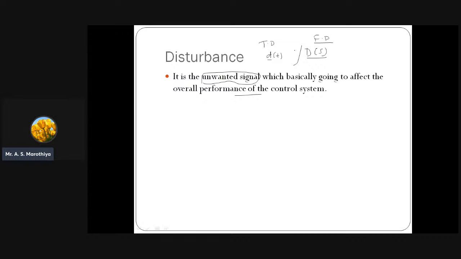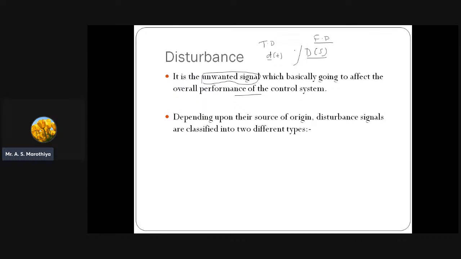So what is a disturbance or disturbed signal? They are nothing but a kind of unwanted signal which is going to affect the performance of a control system. Now, depending upon where these sources are generated in the system, based on that we have the flexibility to classify disturbed signals into two main domains. The first one is called internal disturbances and the second one is called external disturbances. Now, what is the meaning of internal disturbances? From the name itself, it is clear that internal disturbances are a type of disturbed signal which are created in the system and their source is available inside the system itself.